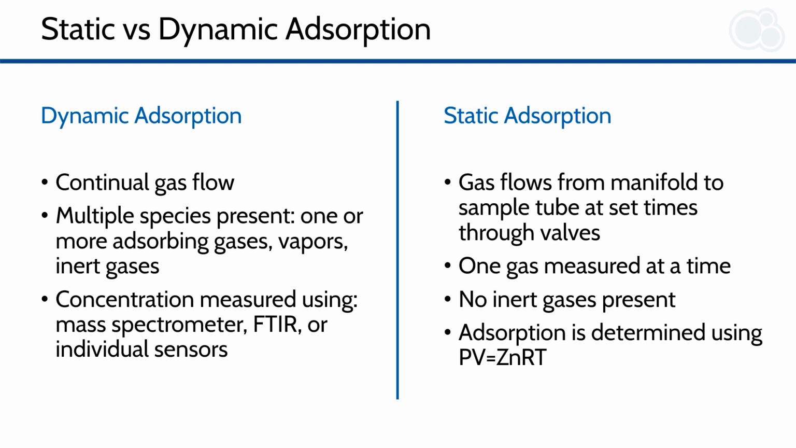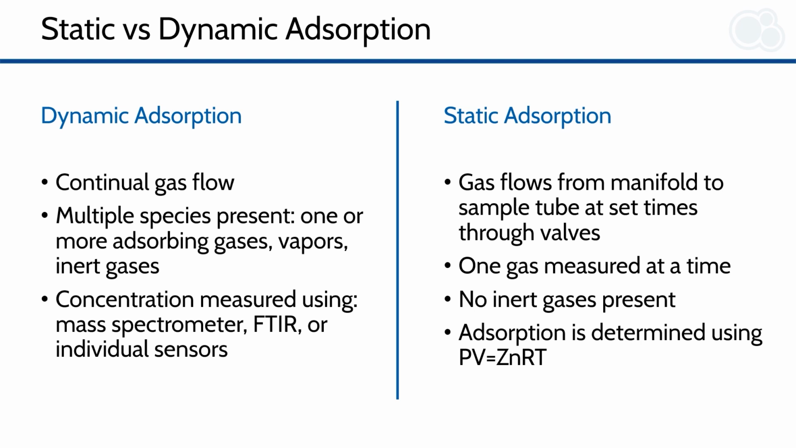Additionally, there's no inert present either, so if you're doing anything like vapor phase, you're specifically dosing the vapor as a gas, and there's no carrier gas. That is one of the main differences between static and dynamic adsorption experiments: the presence of potentially multiple gases, including inert gases.